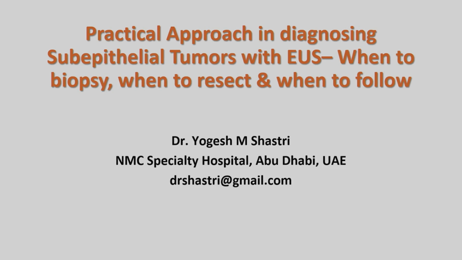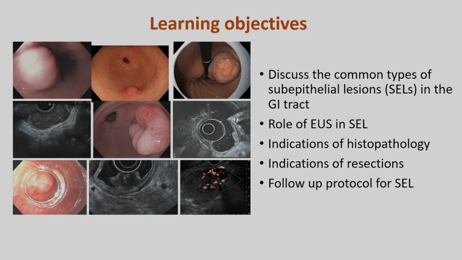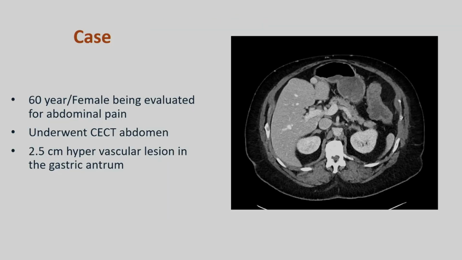So the task for me is a practical approach for subepithelial tumors. How should you go about them? The learning objective is to discuss the common types of subepithelial lesions in the GI tract, the role of EUS in them, indications for histopathology, and how to follow them up.